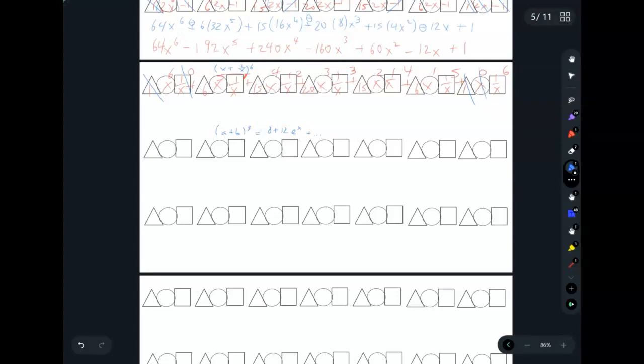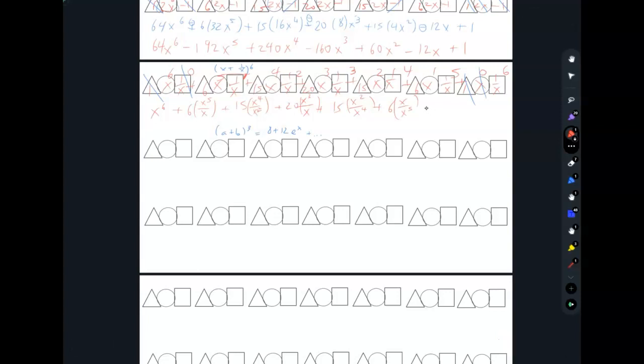Okay, and now I think I'm ready to start simplifying. So the first term is just x to the 6th. Second term is 6x to the 5th over x. Next term is 15x to the 4th divided by x squared. Next one is 20x cubed divided by x. And the next one is 15x squared over x to the 4th. Next one is 6x over x to the 5th.